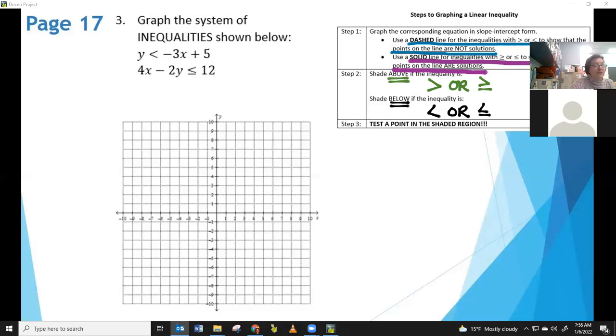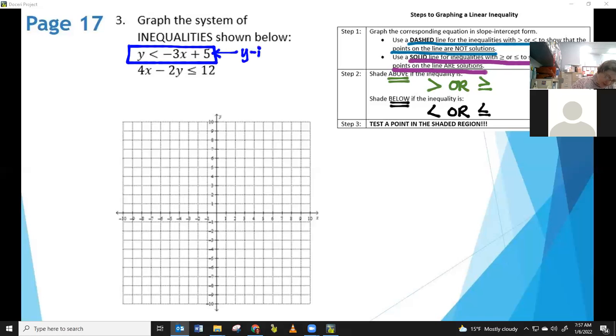So I want to graph these two, and then we're going to talk about solutions. So top inequality right now. Is this one in slope-intercept form? Sweet. That makes my job way easier.